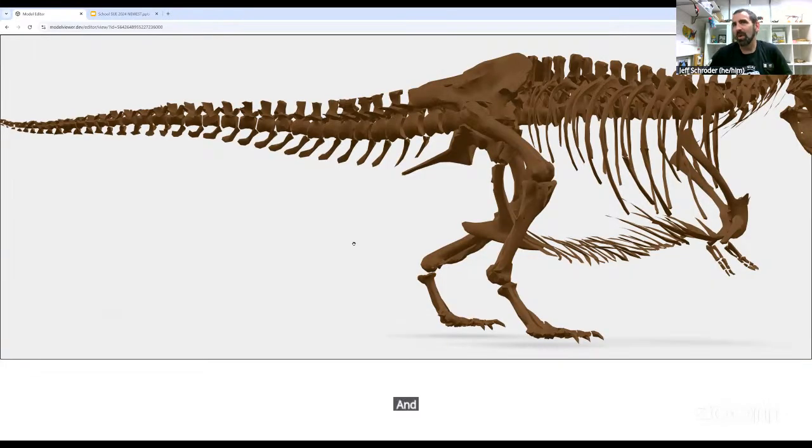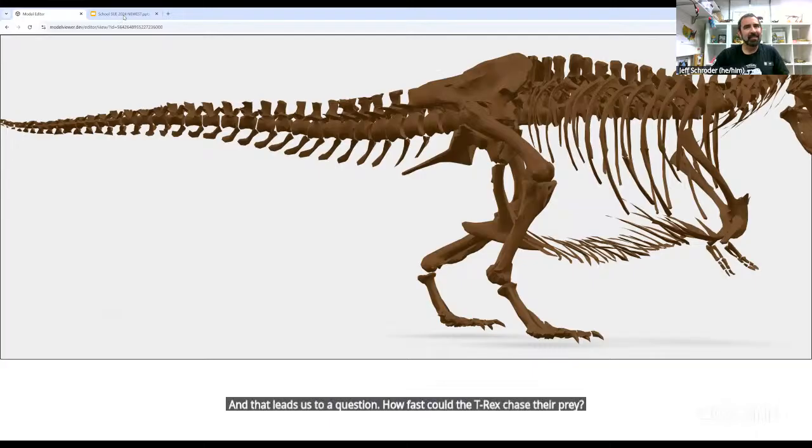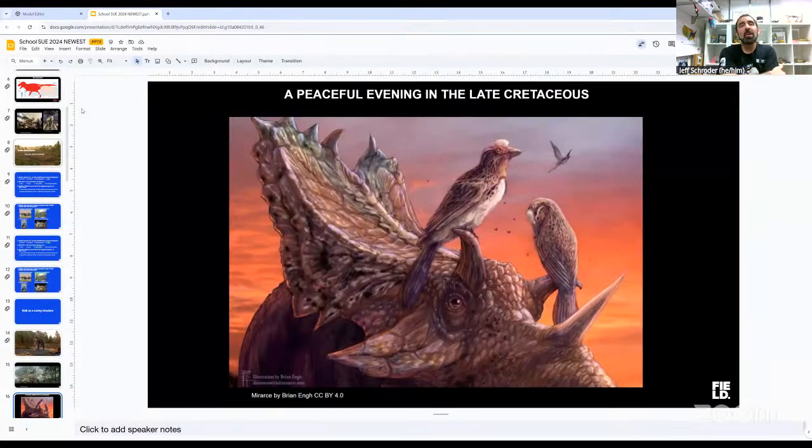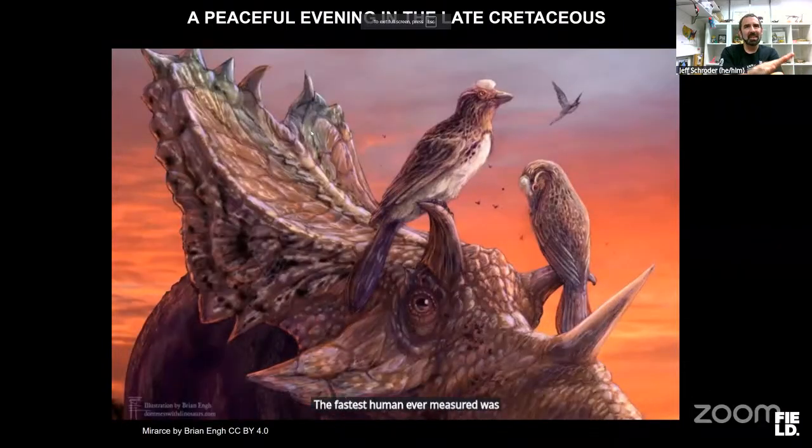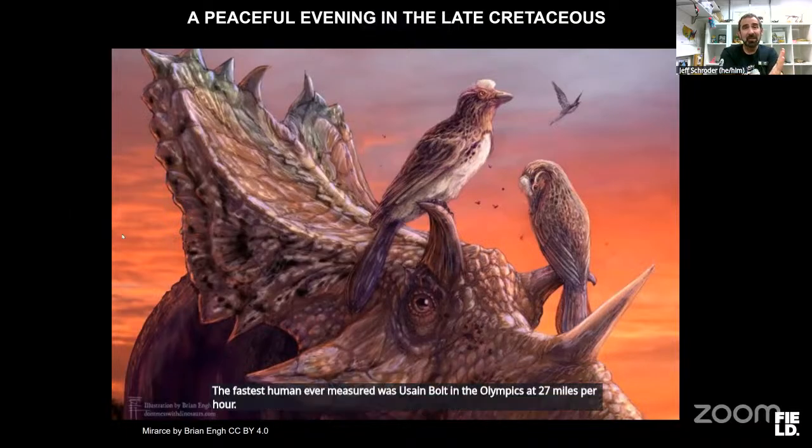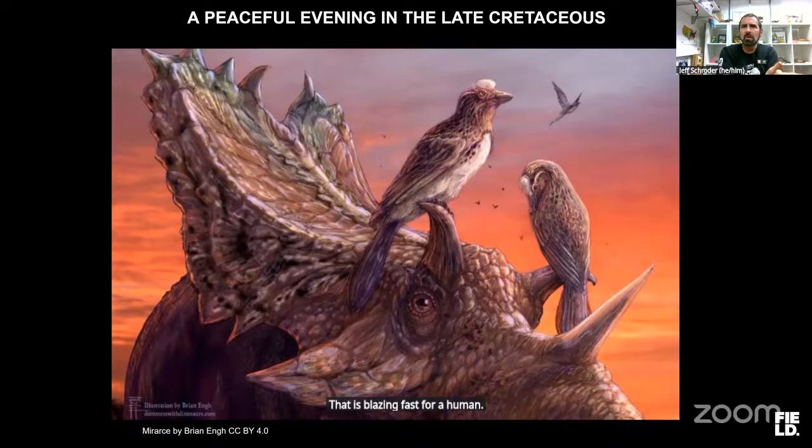And that leads us to a question. How fast could the T-Rex chase their prey? Well, I'm going to give you a quick frame of reference first. The fastest human ever measured was Usain Bolt in the Olympics at 27 miles per hour. That is blazing fast for a human. The fastest dogs go over 40 miles an hour. So how fast is a T-Rex? Turn to someone around you and tell them what you think. And then let's watch a little video to see just how fast a T-Rex actually was.